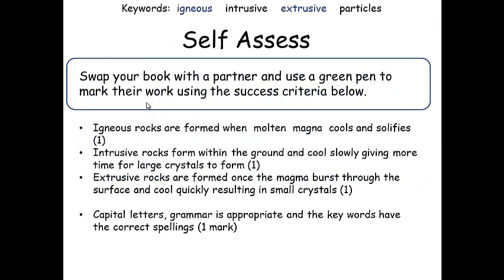Right, let's have a quick go at assessing your work. The first one, your keywords are along the top, and you need to have spelt these correctly. If you've spelt these correctly, and included capital letters, full stops, correct use of commas, etc., then you'll get the extra mark. The first one is igneous rocks are formed when molten magma cools and solidifies. Then intrusive rocks form within the ground and cool slowly, giving more time for large crystals to form. Extrusive rocks are formed once the magma bursts through the surface and cool quickly, resulting in small crystals. Then just check through your spellings, and you should be able to give yourself a mark out of 4.